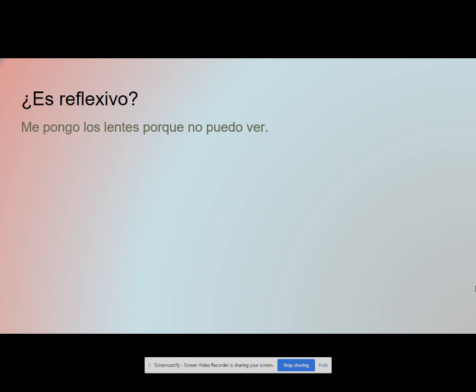Me pongo los lentes porque no puedo ver. ¿Es reflexivo? Well, this particular sentence is reflexive. Me pongo. You have your verb pongo, which means to put or to place, and you have that reflexive pronoun in front of it, saying, I myself put on my glasses. Me pongo los lentes, glasses, porque no puedo ver.